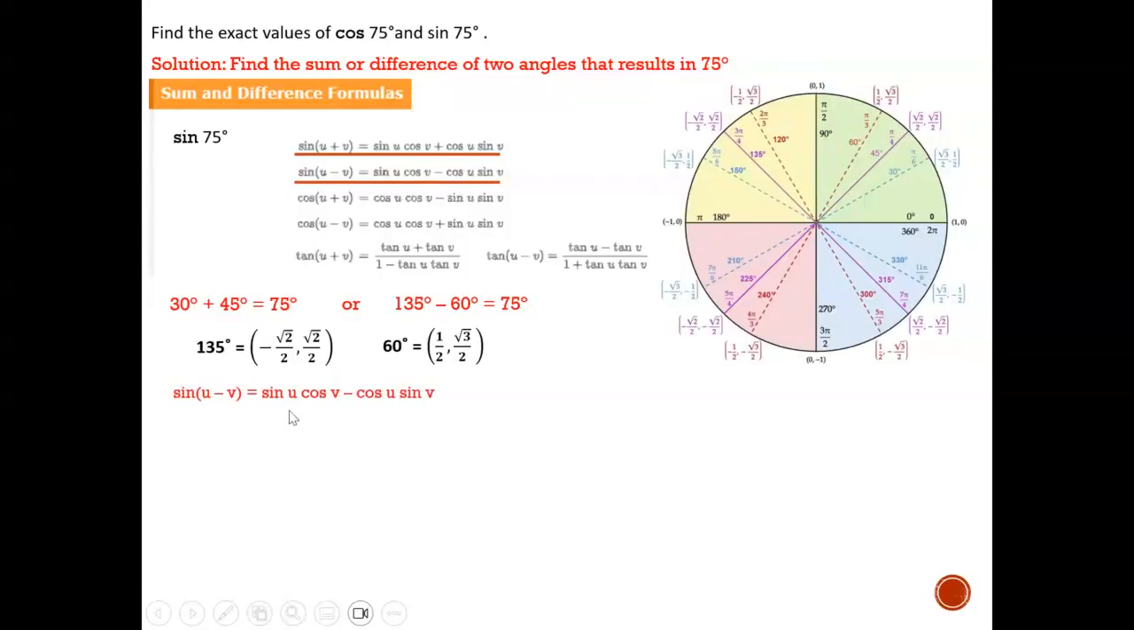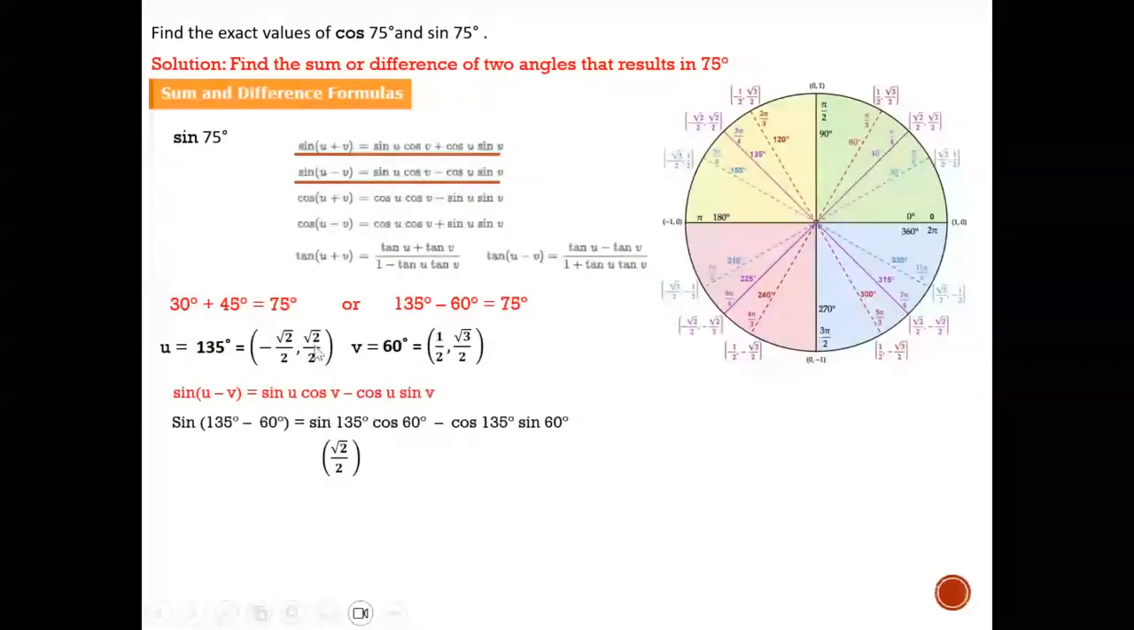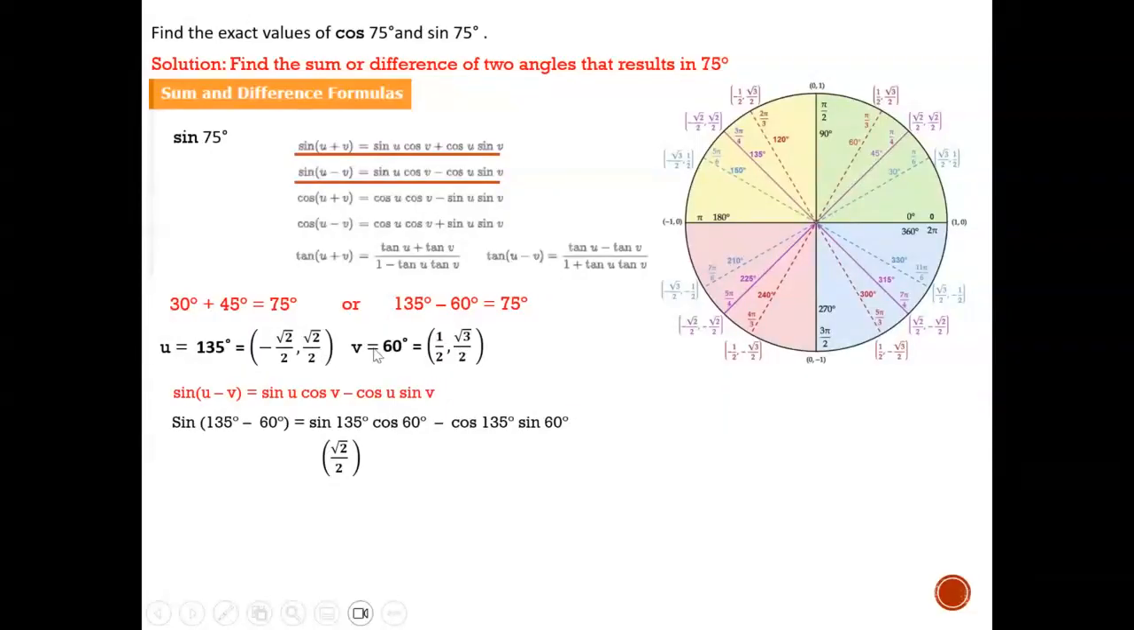Okay, now, so I'm going to use the difference now. So let U equal the 135 degrees, and let V equal the 60 degrees. So sine of 135 degrees minus 60 degrees equals sine of 135 cosine of 60 minus cosine of 135 sine of 60. So the sine of 135 is square root of 2 over 2, and the cosine of 60 degrees is going to be 1/2, right? Minus the cosine of 135, which is negative square root of 2 over 2, and the sine of 60 is going to be the square root of 3 over 2.